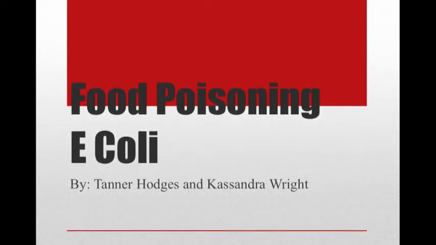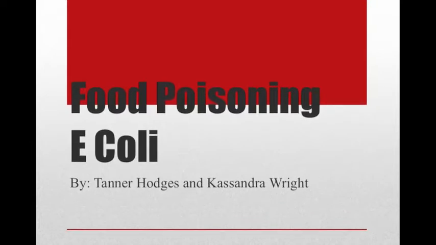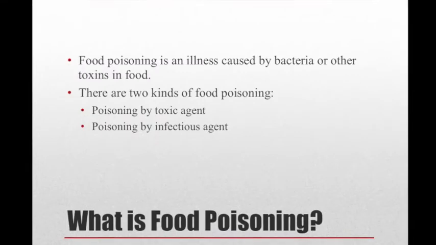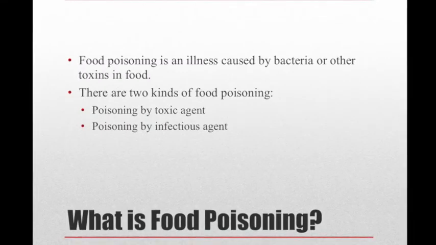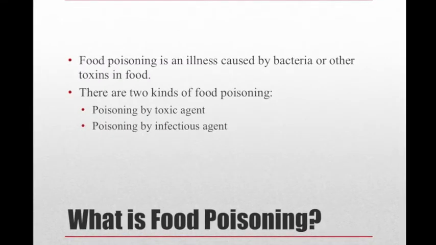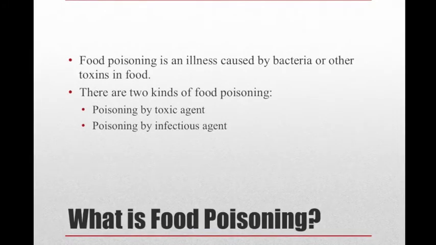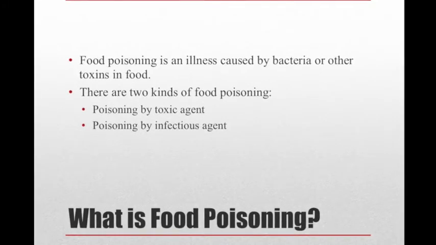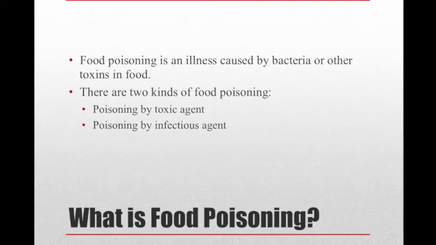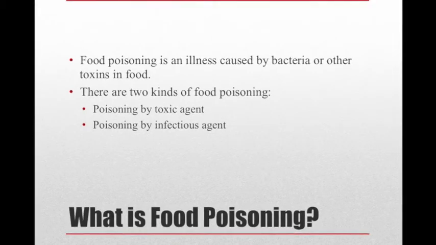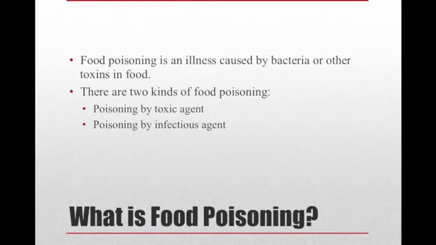We did our project on E. coli, which is a type of food poisoning. Food poisoning is an illness caused by bacteria or other toxins in food. There are two kinds of food poisoning: poisoning by toxic agents or poisoning by infectious agents. One of these infectious agents is E. coli, the bacteria.